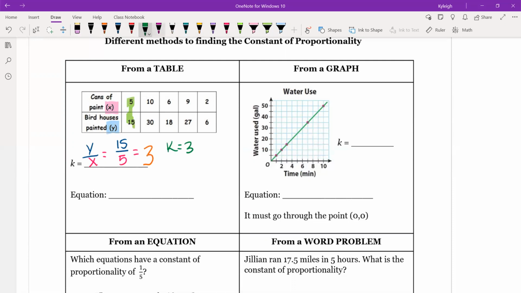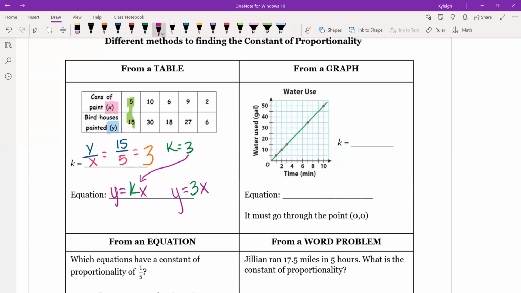So in our equation, y equals kx, we now have what k is. So we can rewrite it as y equals, since we know that k is 3, 3x. And that's our answer. So we're just taking two numbers, dividing them, and then plugging them into the formula.